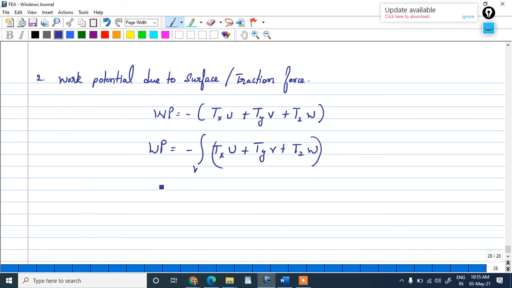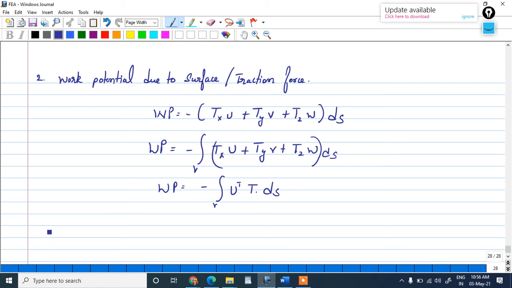I can write this in a simple way: work potential is equal to negative of the integral of u transpose into T. When I consider work potential acting on the surface, I should represent it as dS. Previously it was dV, considering volume; here it is dS. Same way, u transpose represents the displacement, and T represents the traction force in xyz.